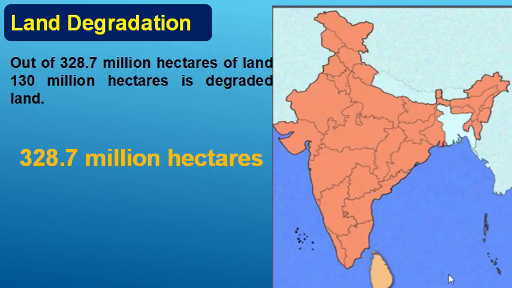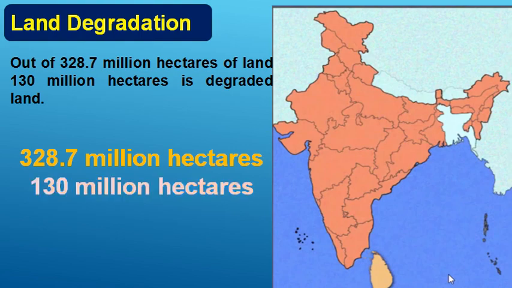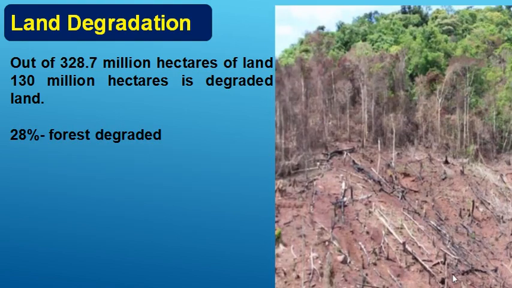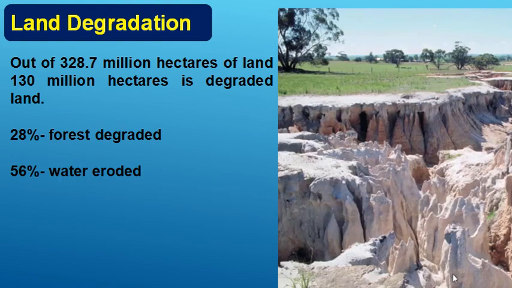India has 328.7 million hectares of land. Out of that, 130 million hectares is put in the category of degraded land. So you can imagine how much land in our country comes in the section of degraded land. 28% is degraded because of forests.